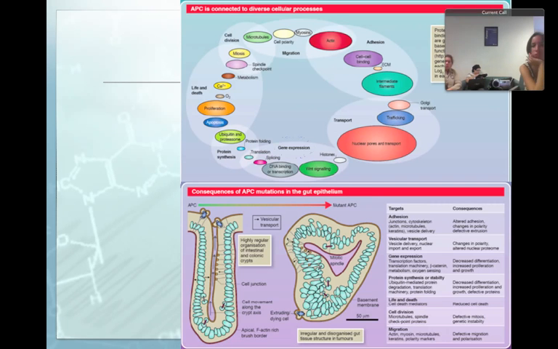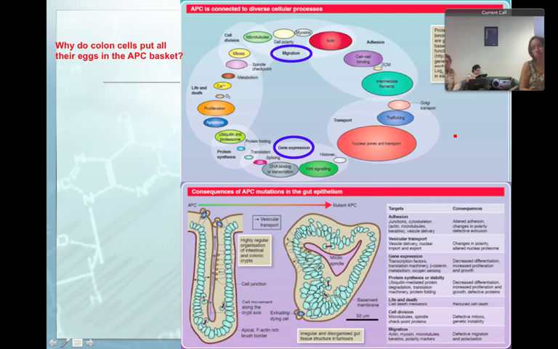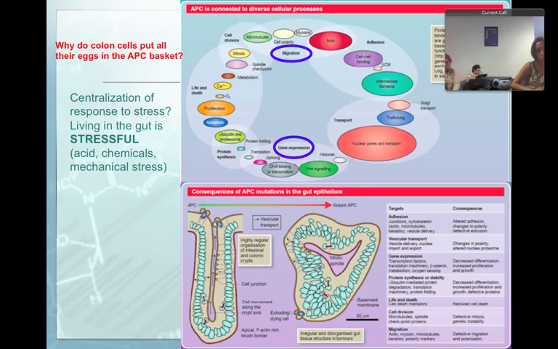And for whatever reason, the cells have essentially put all of their eggs in one basket. Do you know that term? Even if you didn't know it, it makes sense. So they put all their eggs in the APC basket. The logic for it, no one knows, just like P53. This is a guess. But the guess is that it's a centralized way of responding to stress, because APC is able to sense all this stuff just like P53 senses so many things.